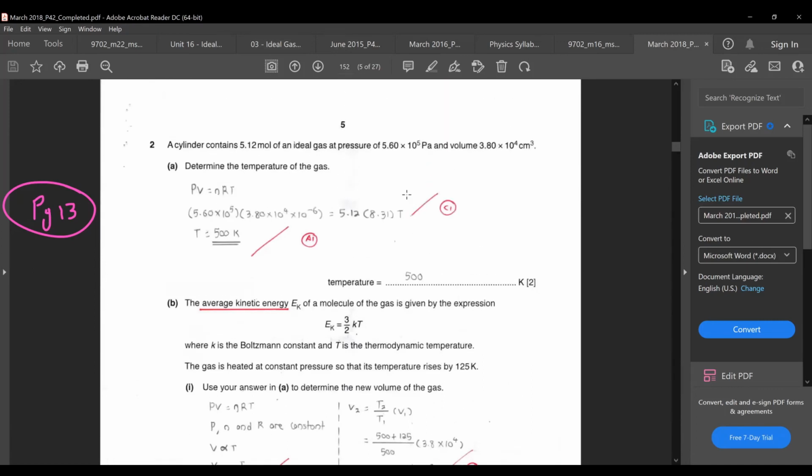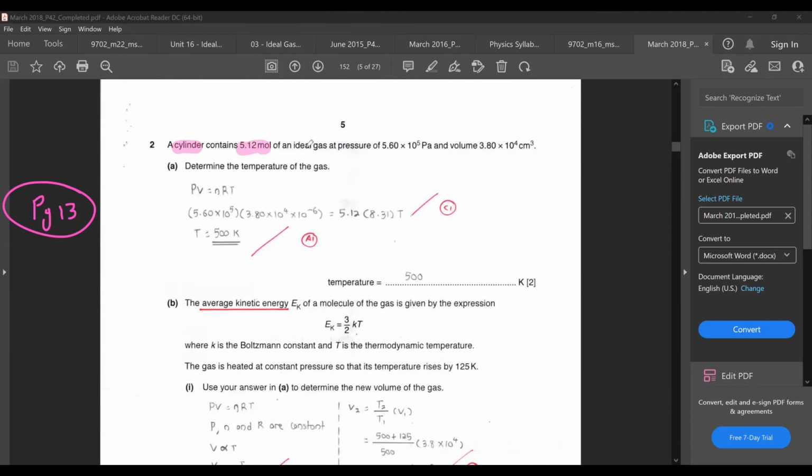For this particular question, you have a cylinder that contains 5.12 moles of an ideal gas at a pressure of 5.6 times 10 power 5 Pascal and a volume of 3.8 times 10 power 4 centimeter cube. Find out the temperature of the gas. This one is pretty straightforward. You can just use straight away PV equals to nRT because they already give you number of moles.